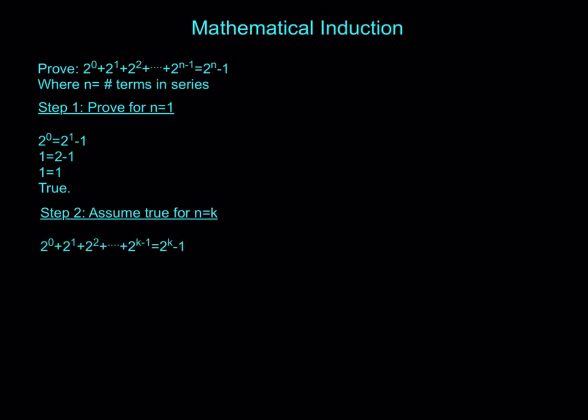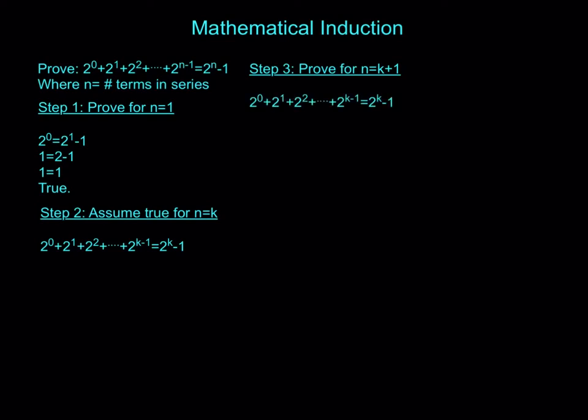So you plug in a k anywhere you see an n in the above series, and you just get 2 to the 0 plus 2 to the first plus 2 to the second, all the way through 2 to the k minus 1, is equal to 2 to the k minus 1. So now, with that information that we assume that it's true for n equals k, we're going to prove that it's true for n equals k plus 1.